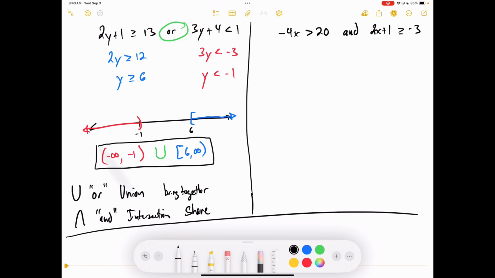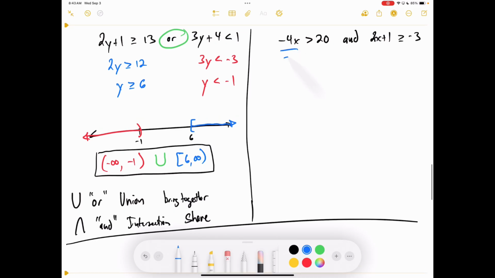So it's always nice to draw the picture out and then look back and say it's or, so it could be the red one or the blue one. And you put it together like that, okay? When you go to do the other one, here I divide by -4. Well, I'm dividing by negative, so I flip the sign.